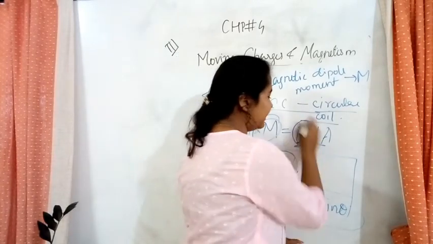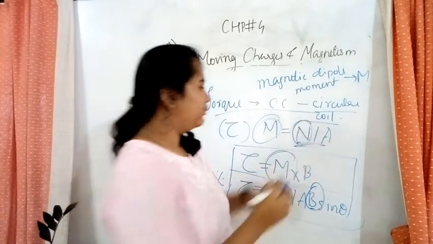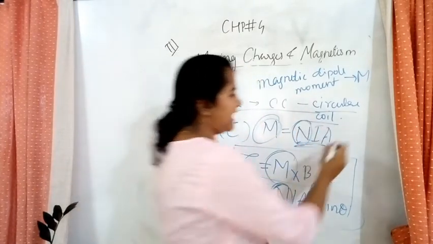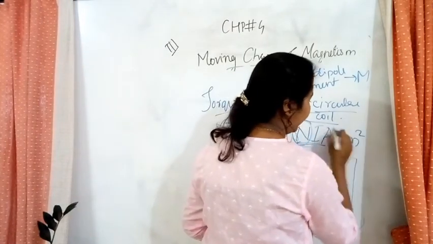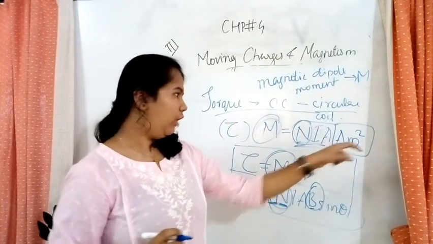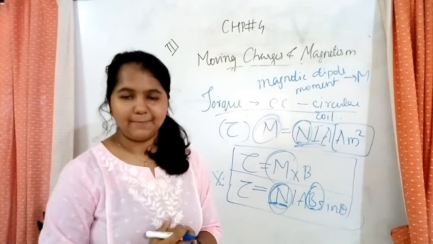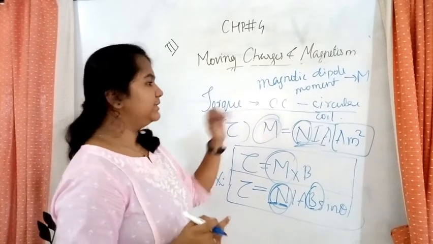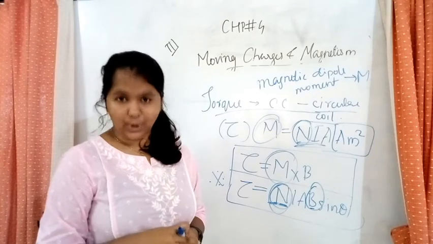N is a number, it's a quantity, leave that. What is I into A? That is ampere meter square. So this is the dimensional formula of the magnetic dipole moment. So that is to talk about the torque of a circular current carrying coil.